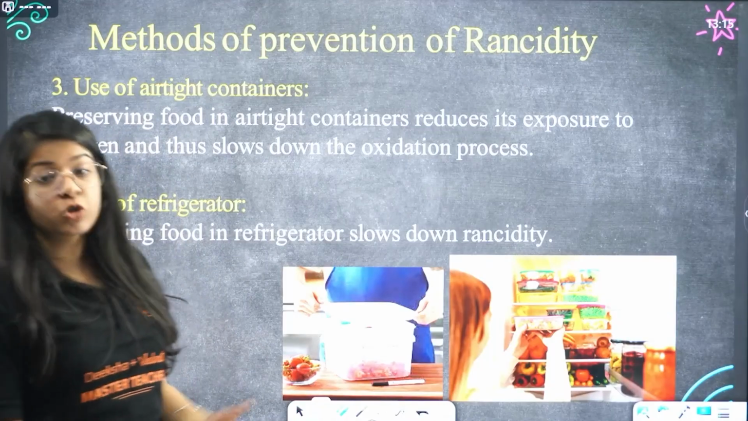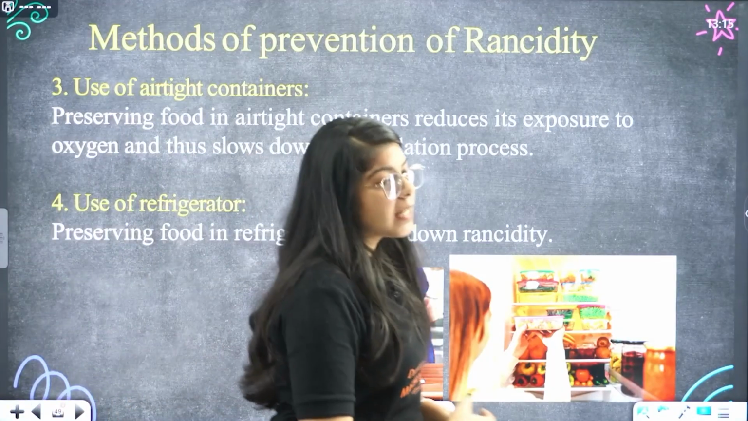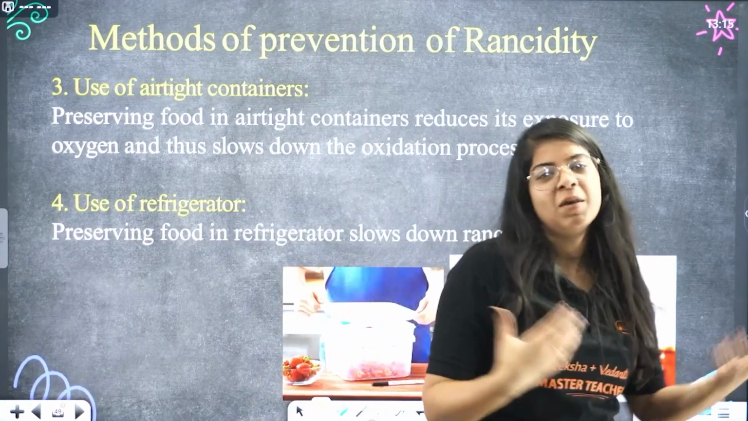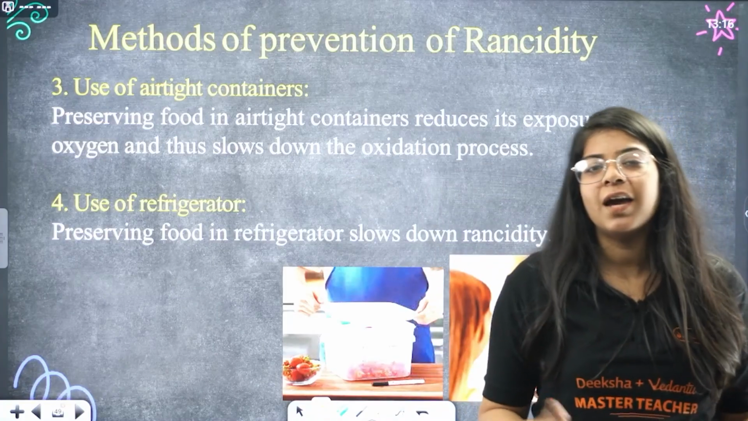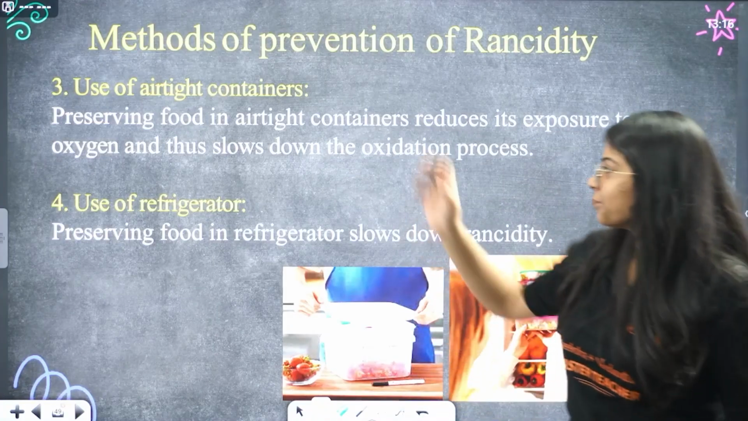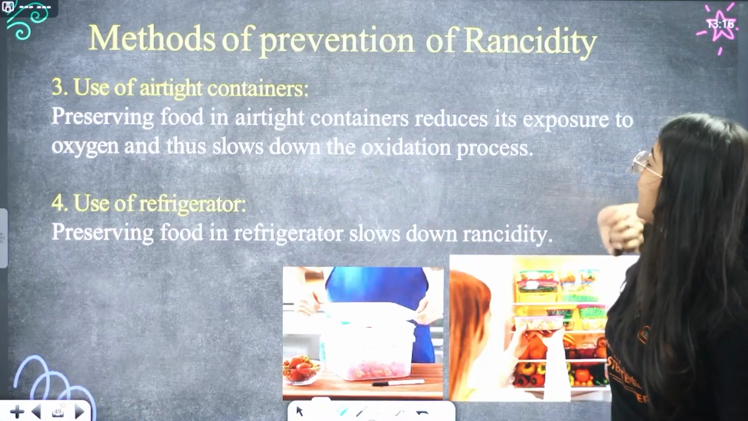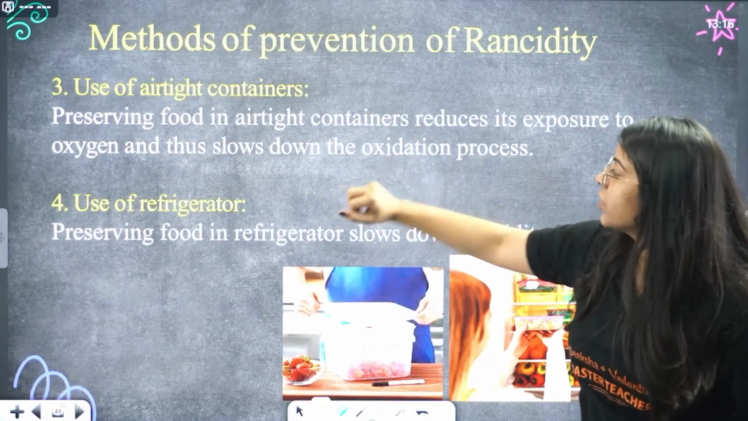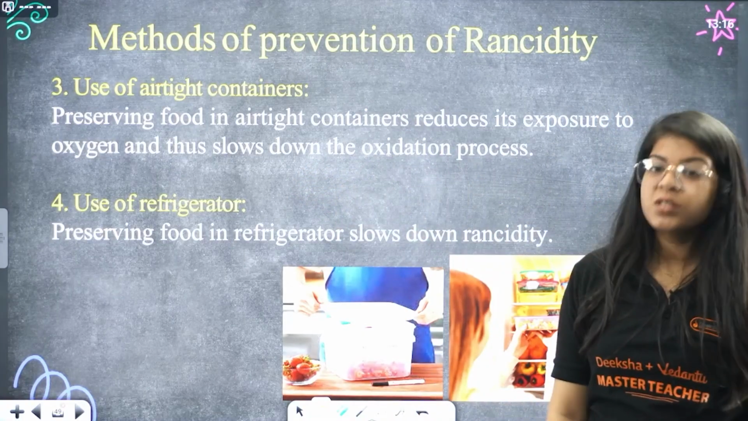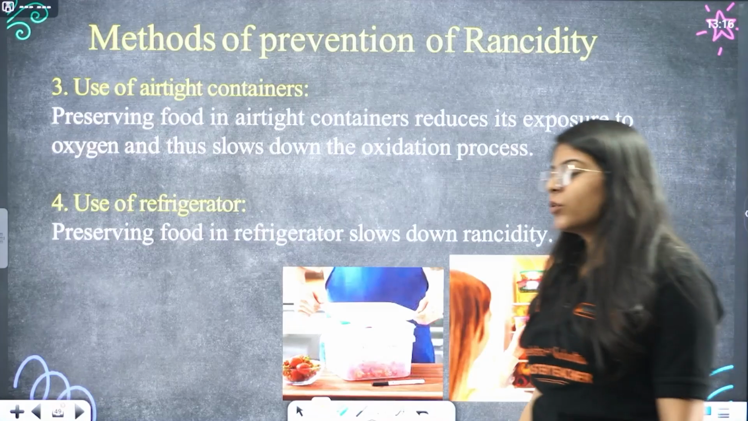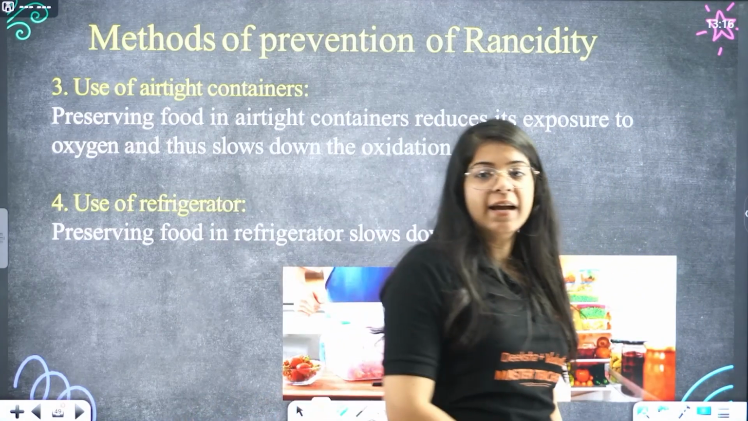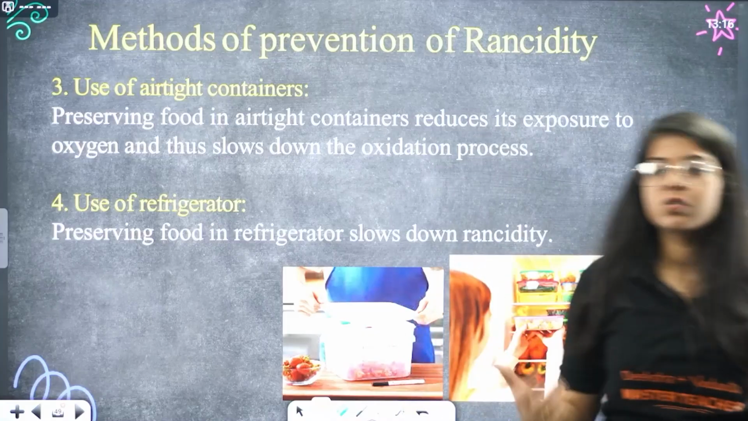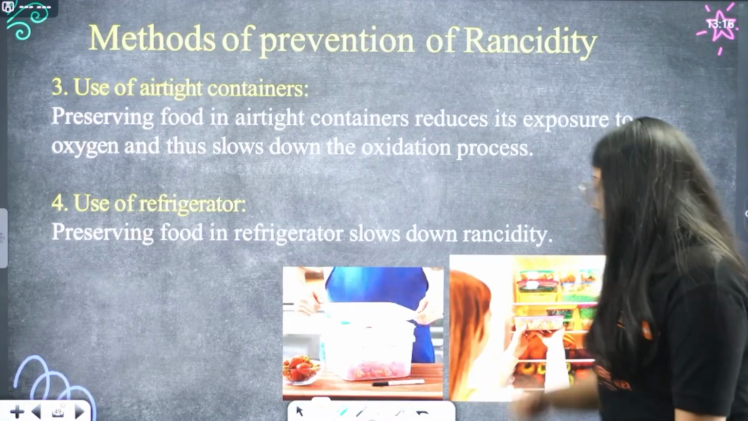Right? Now, use of airtight containers. Airtight containers mean air is not going inside them. If air is not going inside them, it won't react with oils and fats, and hence the food is protected. Right? Preserving food in an airtight container reduces its exposure to oxygen, and this slows down the oxidation process. Use of a refrigerator. When you keep things cool, the oils and fats are protected, and hence it slows down the oxidation or rancidity as well.